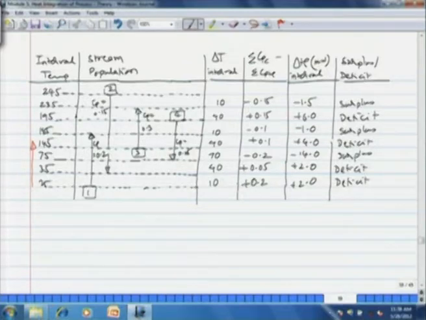The third column is delta T of that interval. The first interval is from 245 to 235, so 10 degrees, then 235 to 195, then 40 degrees, like that. So 10, 40, 70, 40, 10.